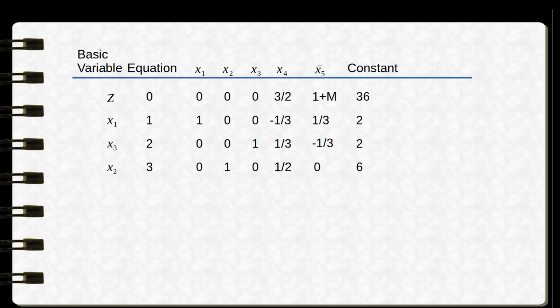Therefore, this tells us that the batches of aluminum frame windows to be produced in a week is going to be 2, and the batches of wooden frame windows to be produced per week is going to be 6. Now this is your final solution.